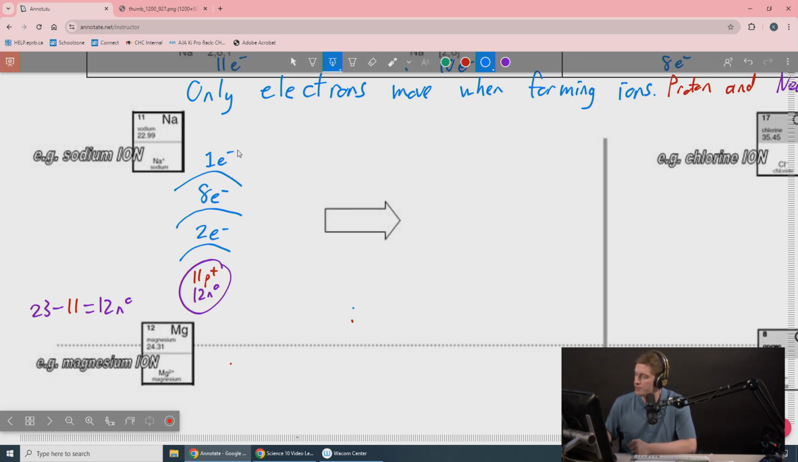When we form the sodium ion, so this will be our sodium atom, I'm just going to write underneath, this is the sodium atom. When we form our sodium ion, our valence electron leaves. So now we're going to lose our valence electron.